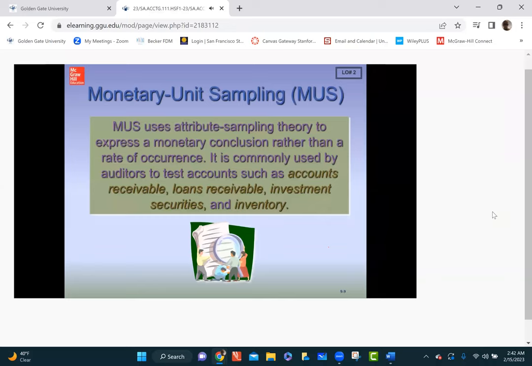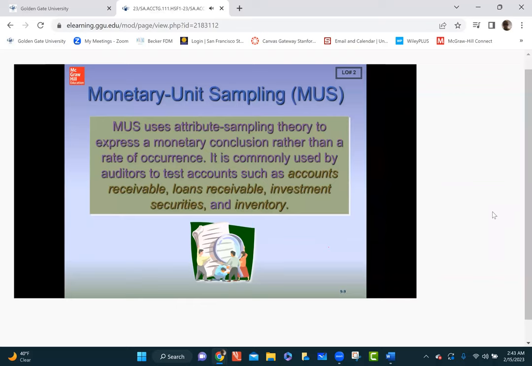Okay, good. So let's take a look at this notion of monetary unit sampling. Monetary unit sampling is a technique that uses attribute sampling theory to express a monetary conclusion rather than a rate of occurrence. And these days it is used more and more by auditors, and the primary reason is that generalized audit software packages like IDEA allow you to get a file from your client, and then you go into these software packages and you enter the parameters that we've been talking about: your confidence level, your tolerable misstatement, your expected misstatement. You enter all these different factors. The population size you don't have to enter, because it's going to know what the population size is since you're going to give it a file of the entire account balance.